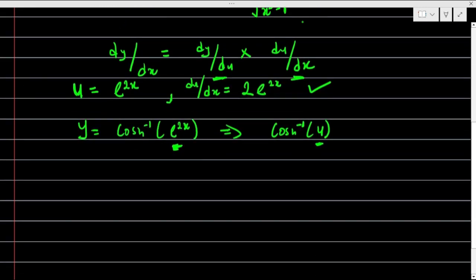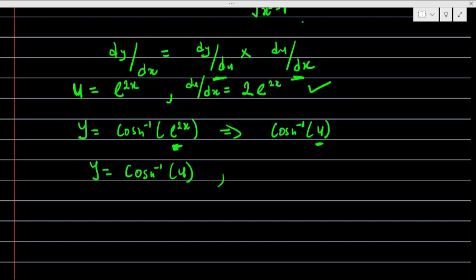So what do we need to do now? From here we can now rewrite our function to be what? y equals cosh inverse of u. Very wonderful. Now it means that we need our derivative. Don't forget, I've told you that when we have cosh inverse of x, it will be 1 over the square root of x squared minus 1.